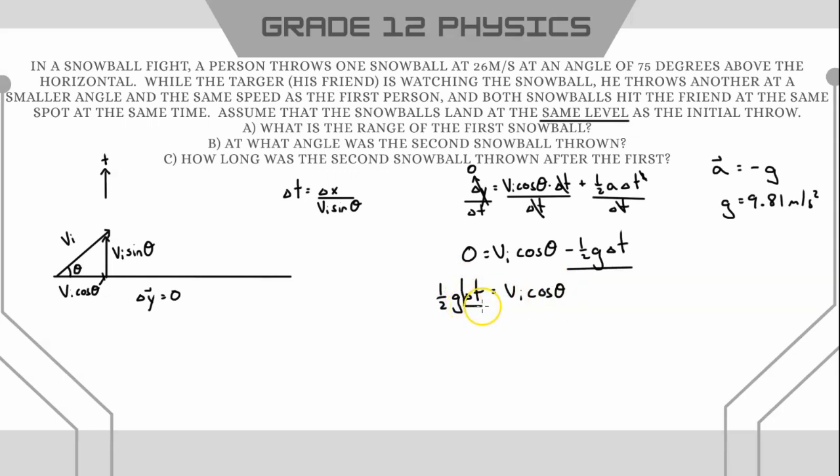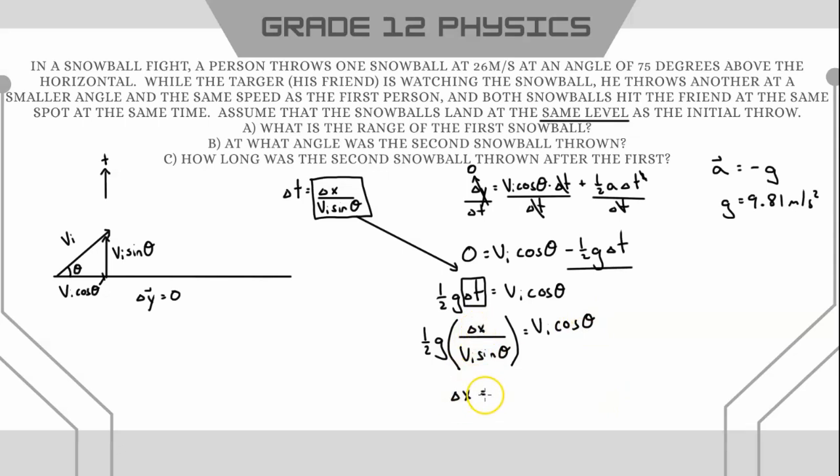Next, what I have to do is time I'm going to replace with this here. So I'm substituting one into the other. So we get 1/2 g. I'm going to use brackets when I substitute. So delta x over vi cos theta equals vi sine theta. Now I'm just going to leave delta x on this side. And on the other side, I'm going to multiply by vi. So we get vi times vi. So we end up with vi squared. Then I'm going to divide by g. And I'm going to use brackets here just for a reason.